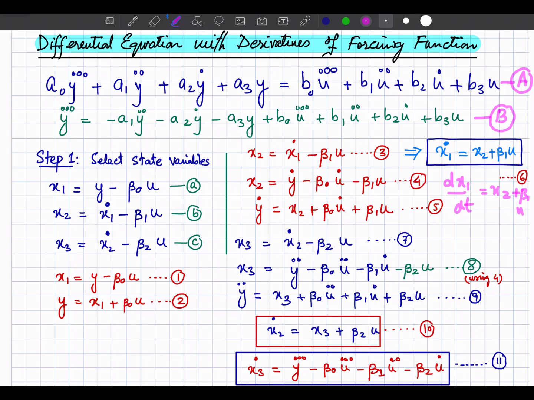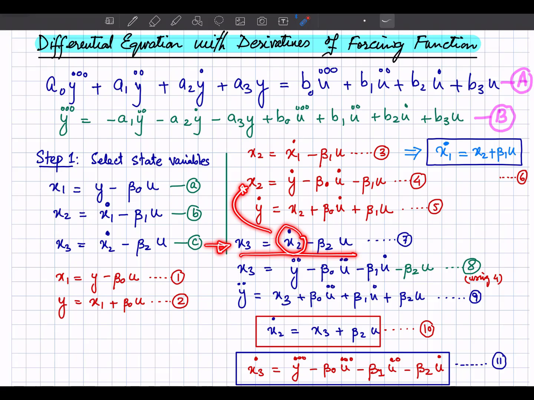So this is basically the first order differential equation, right? Now let's take the third state variable equation, that is this one, x3. So x3 is defined like that. In this equation we can take x2 from here, right?